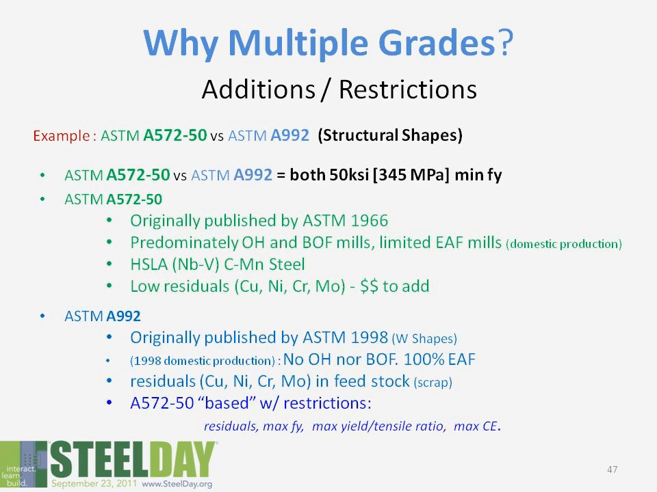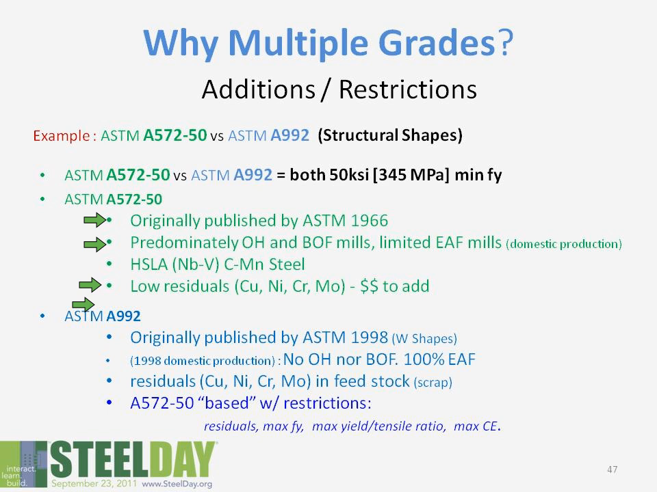We can also have multiple grades because there's been some additions or restrictions added to some grades. For instance, if we compare A572 grade 50 versus ASTM A992, what we'll see is grade 50 or 572 was originally published in 1966. At that time, there was very limited electric arc furnace steel production. It was mostly integrated. Therefore, we had low residuals. Cost money to add them.